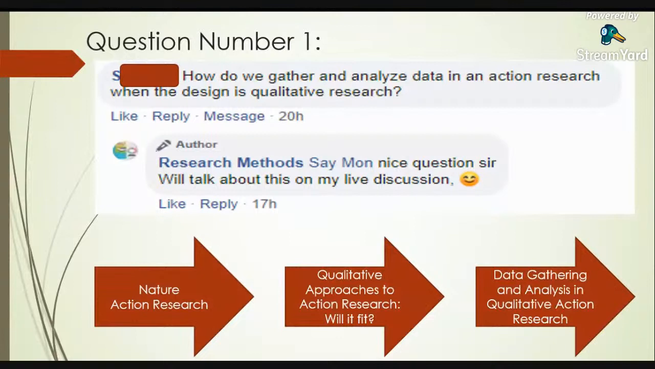Okay? Ay, wow, nakaabot tayo ng Mindoro. Hi po, Ma'am Lizelle. So, what is your idea about action research? Can we do a qualitative action research?